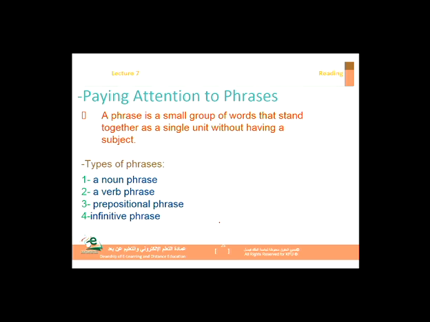It stands alone. So it's a phrase. What types of phrases do we have? We have four types. We're looking at four examples here: a noun phrase, a verb phrase, a prepositional phrase, and an infinitive phrase. We are going to look at them one by one.